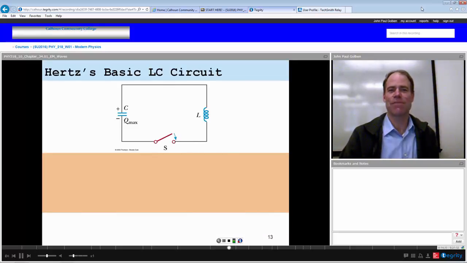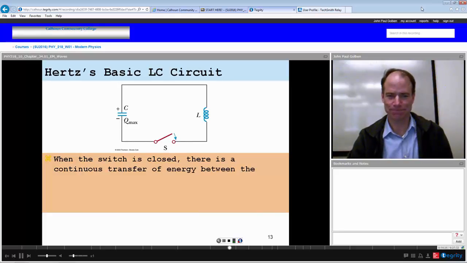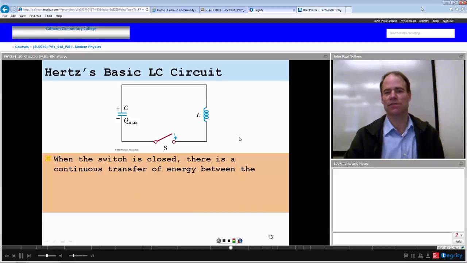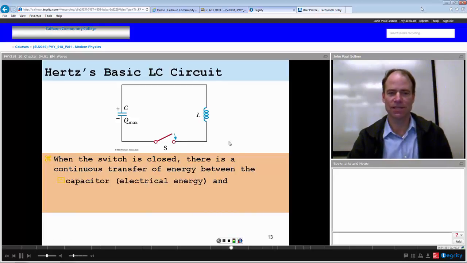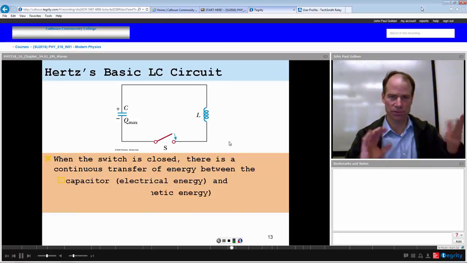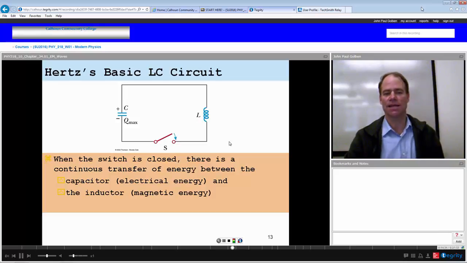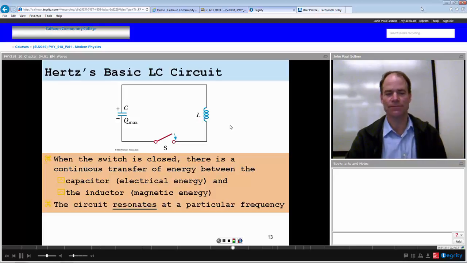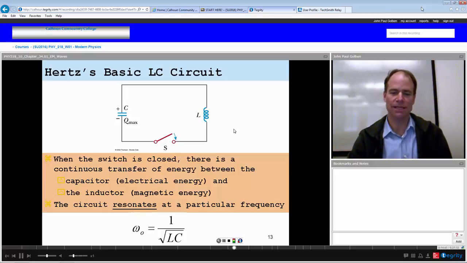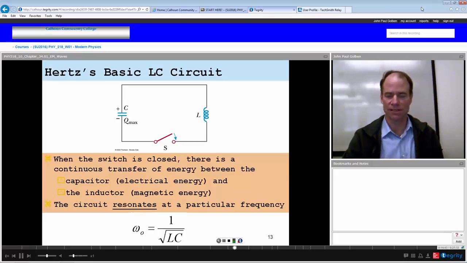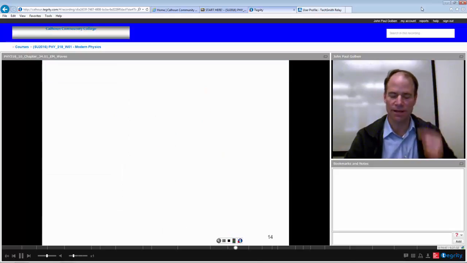Here's Hertz's basic LC circuit. We have an inductor, a capacitor, and a switch. When the switch is closed, there is a continuous transfer of energy between the capacitor, which is storing electrical energy, and the inductor, which stores magnetic energy. The circuit will resonate at a particular resonant frequency equal to 1 over the square root of the inductance times the capacitance. We had a similar idea in AC circuits.